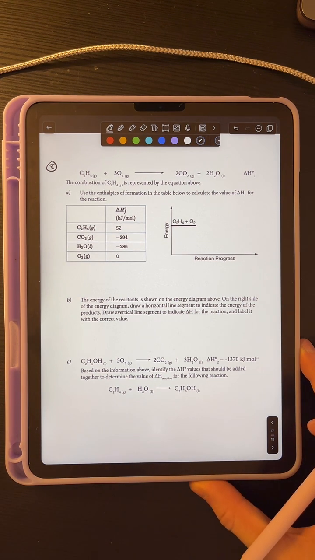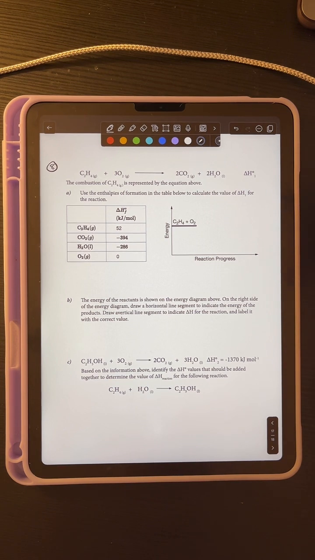But let's go ahead and work on this question here. So we'll do this one and then one more.